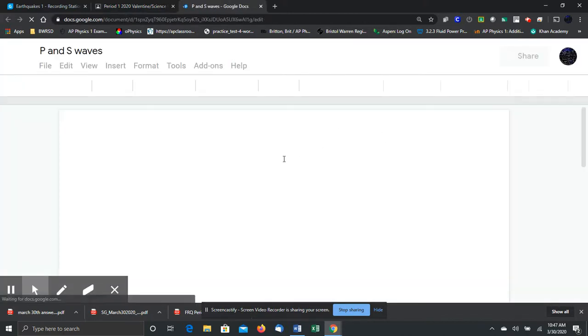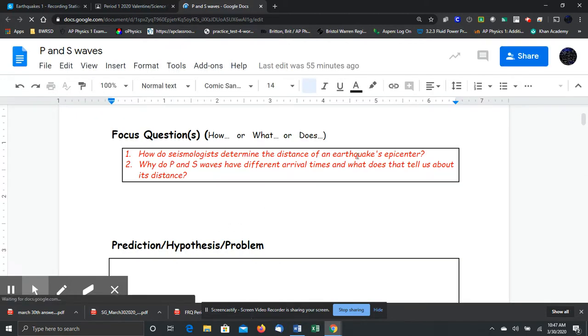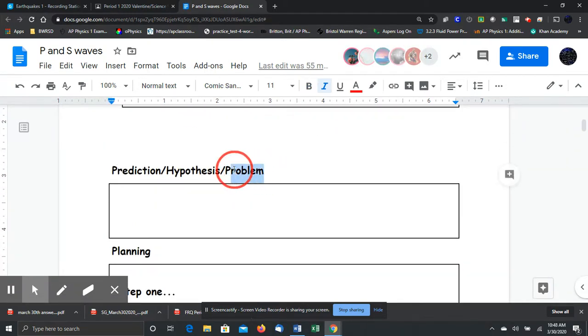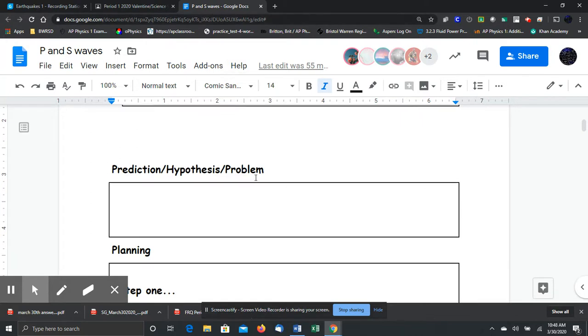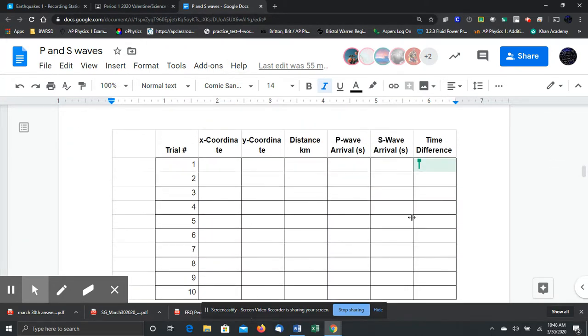So when you go into this document, it gives you what the focus question is, right? And the focus question is, how do seismologists determine the distance of an earthquake's epicenter? Why do P and S waves have different arrival times, and what does that tell us about its distance, right? You're going to focus on a problem this time. The problem is basically just figuring out how to calculate the different times between the P and S waves. All right, but simply for collecting data, which is probably the part that people have questions on, this is the table you're going to fill in.